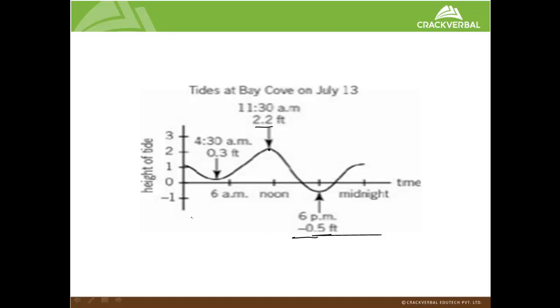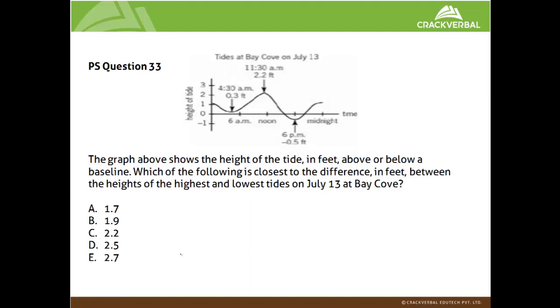So now the difference between the highest and the lowest: the highest is 2.2, and the lowest is minus 0.5. Minus minus becomes positive, so that is nothing but 2.7. So 2.7 feet would be the answer. So the answer has to be E here.